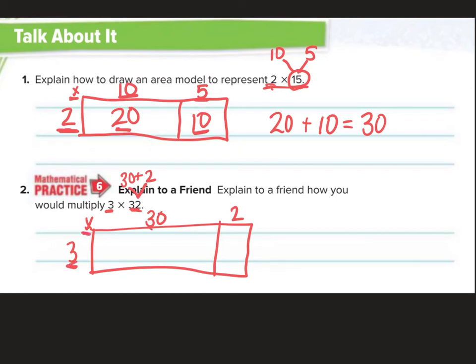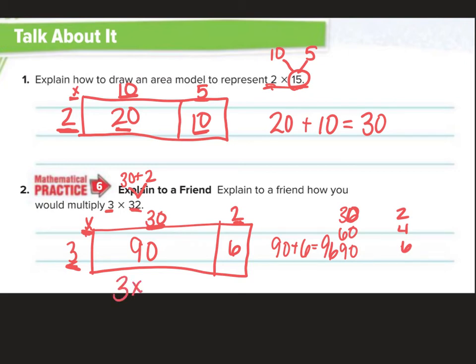3 groups of 30. Okay, 30, 60, 90. So this is going to be 90 in here. Then I have to do 3 groups of 2. 2, 4, 6. It's 6. Notice how I'm not drawing all those little boxes. That would take way too much time. If we just look at the outside to see what I'm multiplying, then I can do 90 plus 6 equals 96. So that means that 3 times 32 equals 96.